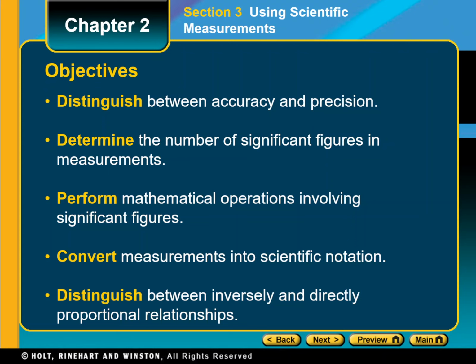At this point, you should be able to distinguish between accuracy and precision, determine the number of significant figures in measurements, perform mathematical operations involving significant figures, convert measurements into scientific notation, and distinguish between inversely and directly proportional relationships.